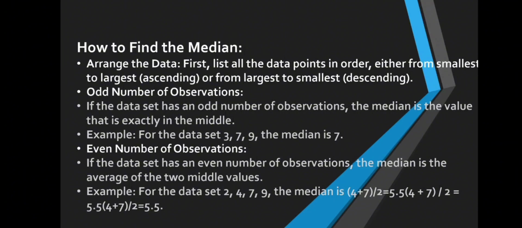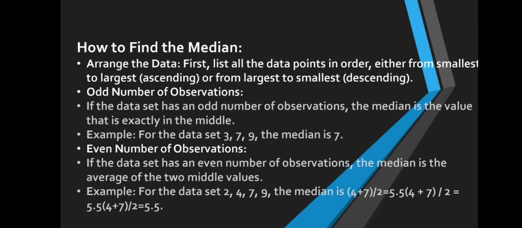Then observe the number of observations. You need to observe how many data points there are, the number of data. If the number of data is 30, that is even number data. If the number of data is 29, that is odd number data.